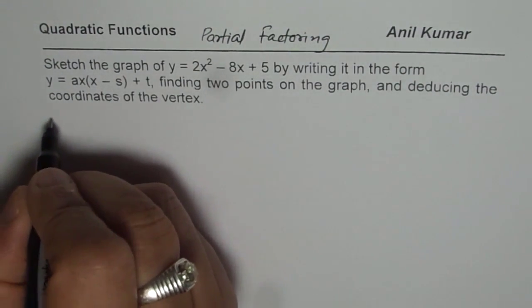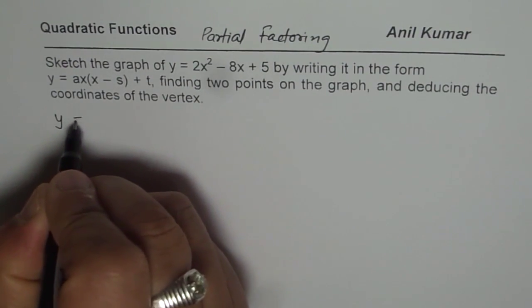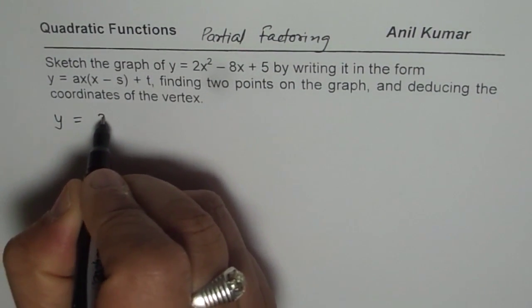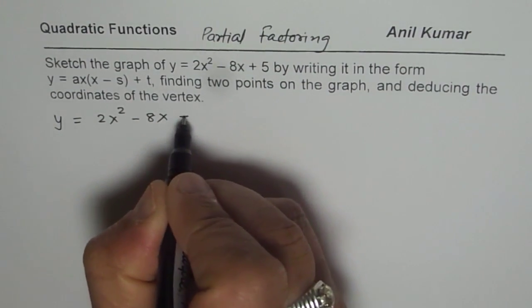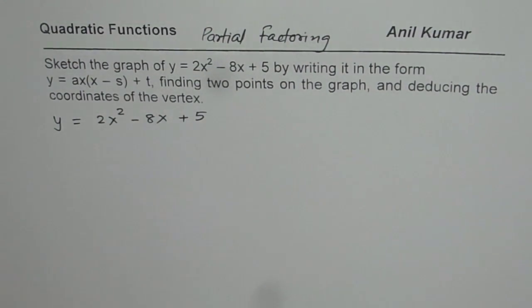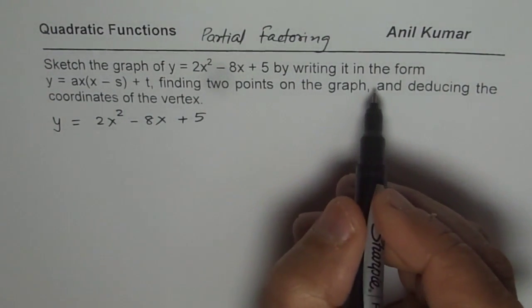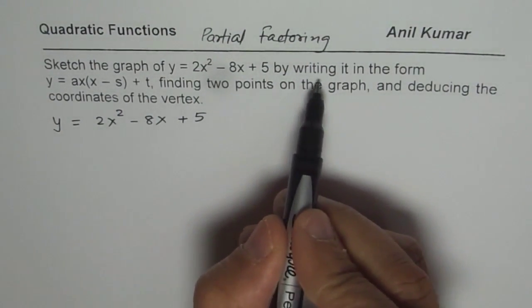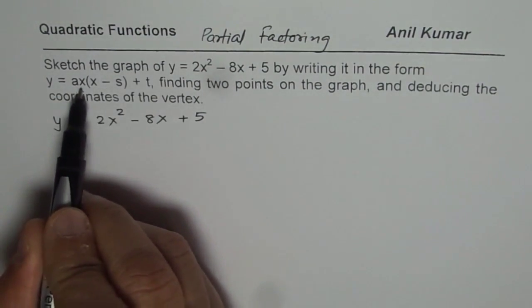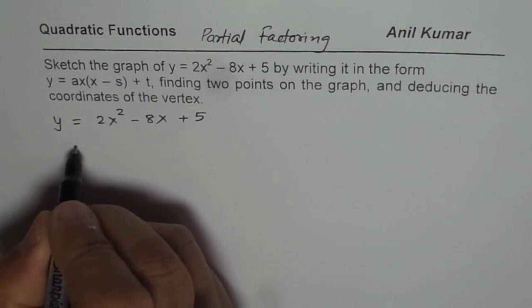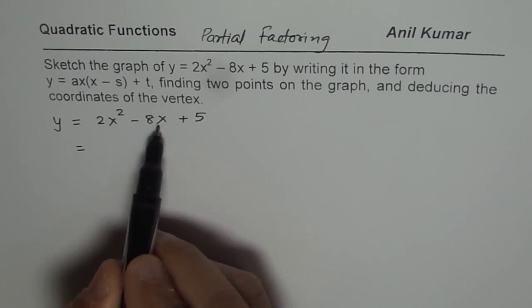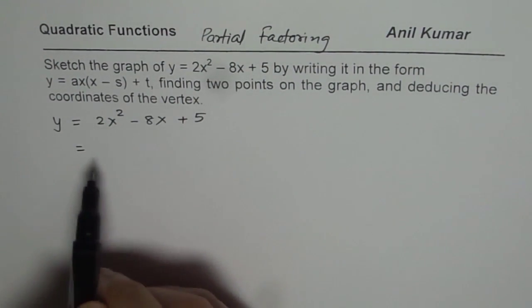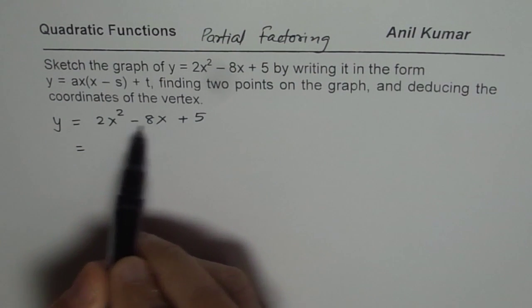We are given here the quadratic equation, which is 2x squared minus 8x plus 5, and when you graph this, you should get a parabola, right? So to graph this parabola, first you need to write it in this form. That is called the partial factored form. So let me show you what it is. We only factor the first two terms and we keep this t as a constant here. So we just factor these two terms.